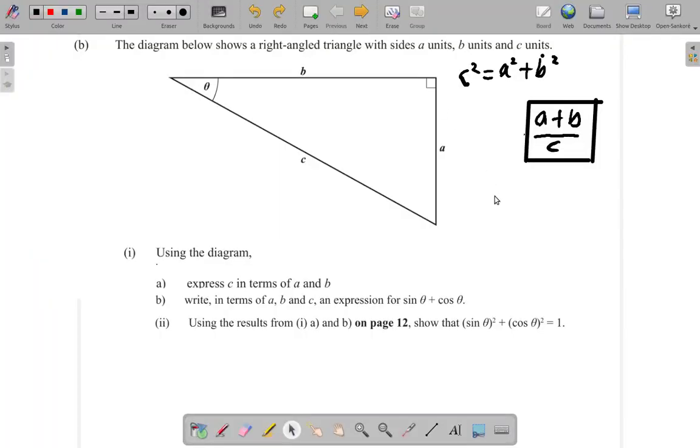Now, the next part of the question says, using the result from 1a and b on page 12, that's the previous result, show that sine squared theta plus cos squared theta is equal to 1.